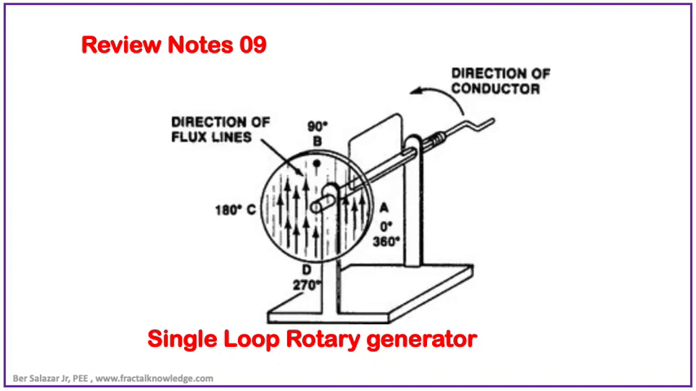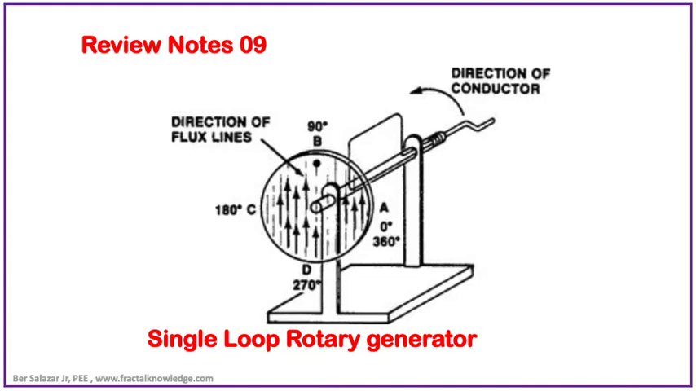On the screen shown is a type of generator where a single loop of wire is rotated in a circular motion in a magnetic field. The direction of the magnetic field flux line is shown in the circular disc. Point A is 0 degrees, point B is 90 degrees, point C is 180 degrees, and point D is 270 degrees, back to point A at 360 degrees. The direction of flux was shown also.